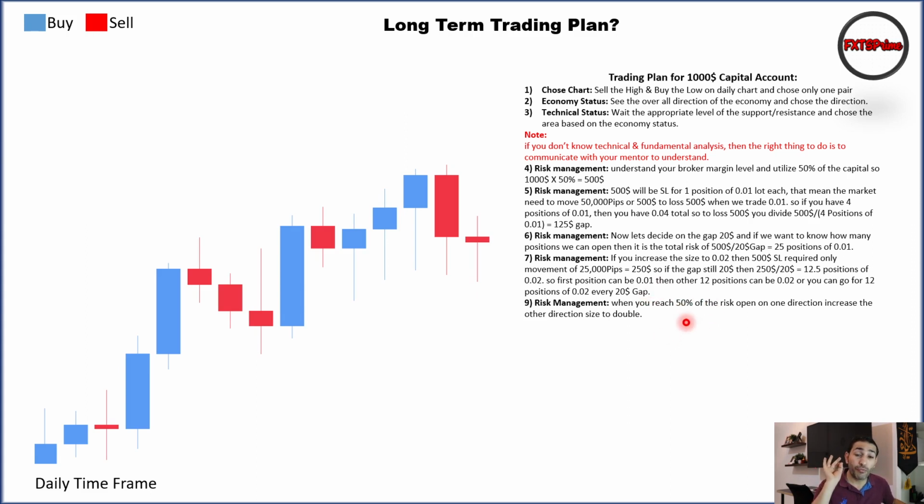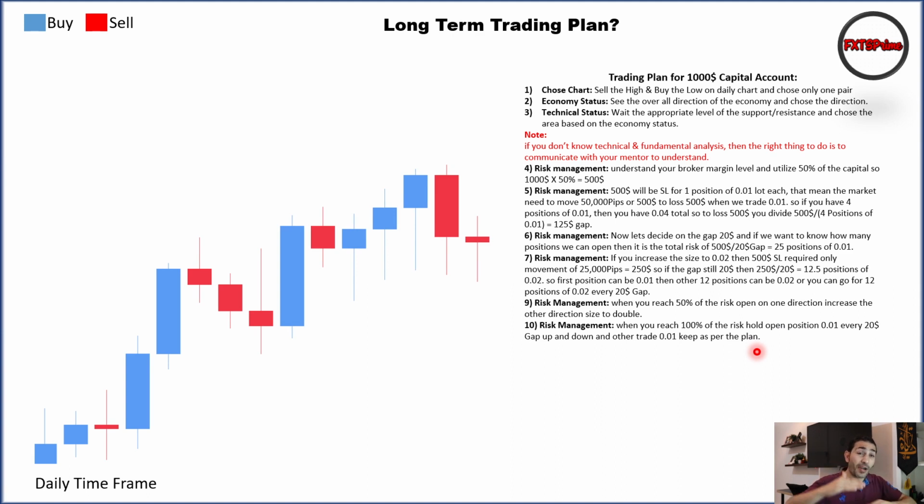So when you reach 50% of your risk, and your risk is 500, so 50% of your risk is a $250 movement. When you reach that, you're going to start to trade the other way, because you're going to realize that the market is not stopping in that direction and it's going against you. So you're going to build your account, and I will tell you how to manage this. This is how to plan your trade.